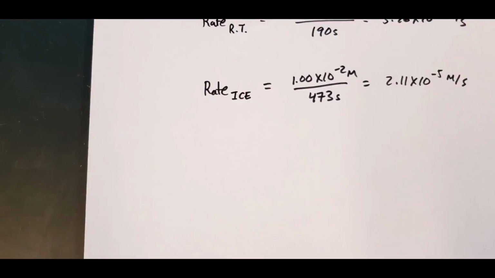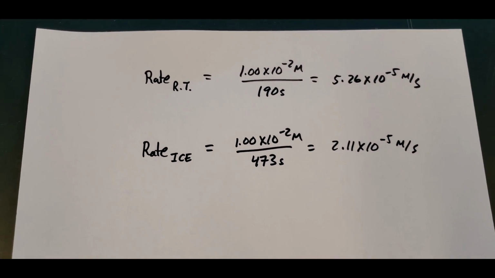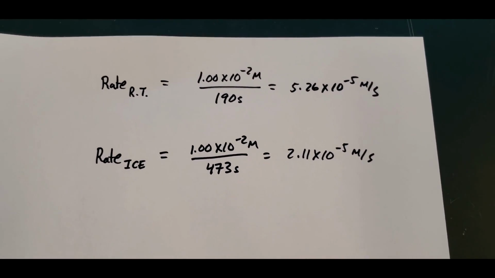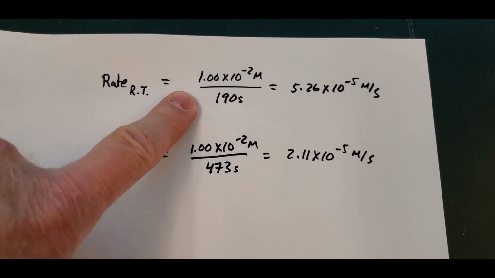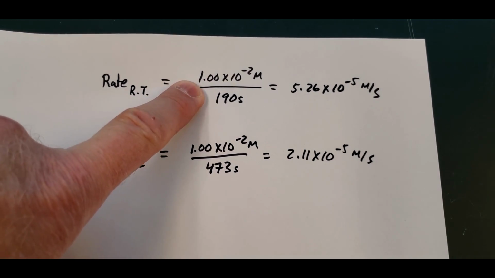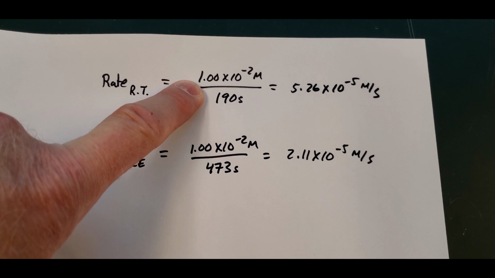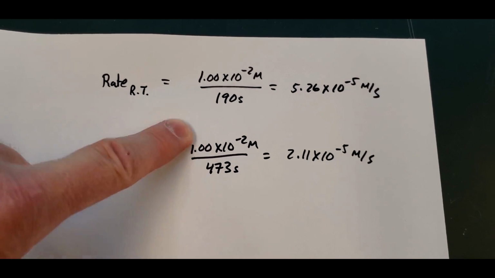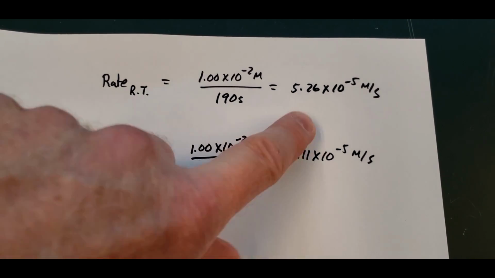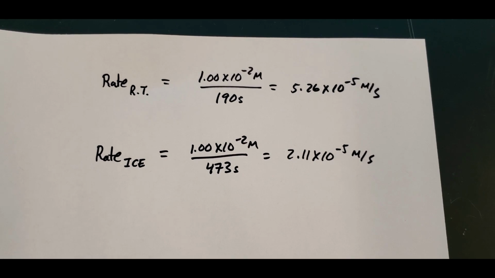So our rates, and I'm just going to do 2 of them. You should do all 3. You have to do the water bath one as well. But we have the concentration that we start with for the thiosulfate ion. So that's the same here and here. And then we divide by our times. And these are the rates that I got for the room temperature and the ice bath.